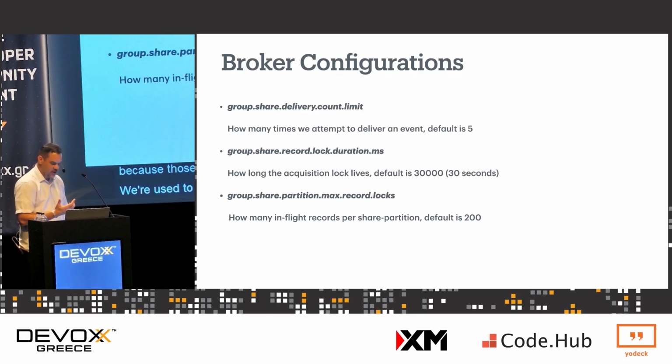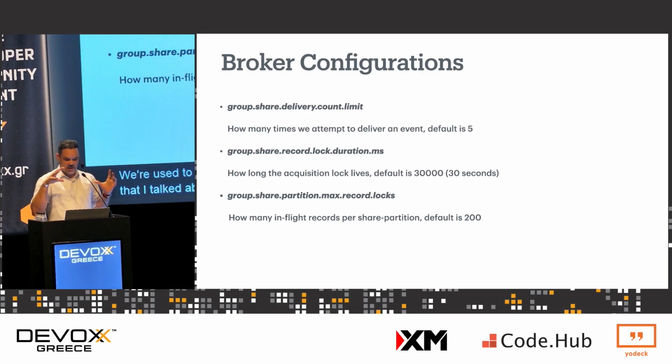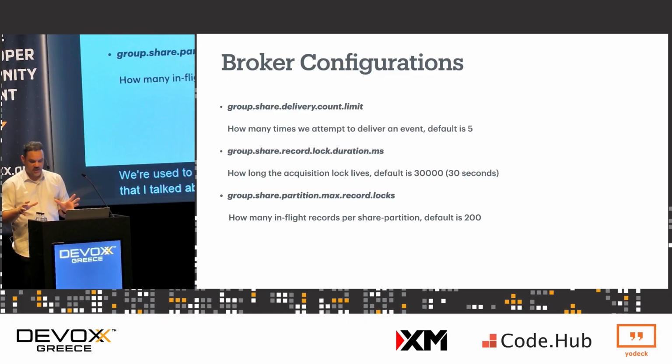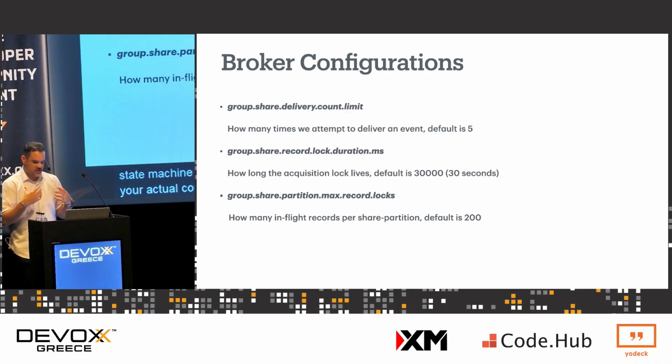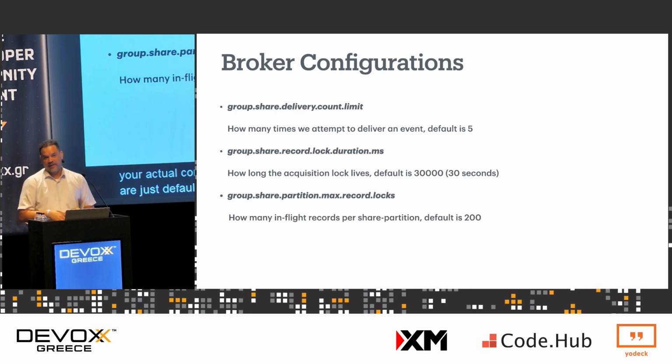Here's some of those broker configurations that I talked about. The delivery count limit. These configurations that I talked about in the state machine are at the broker level right now. Maybe at some point they could come to your actual consumer group instantiation where you could get a lot more granular. These are just defaults that our engineering teams have tested with quite a bit. And these allow multiple share groups to be good corporate citizens within your Kafka cluster.